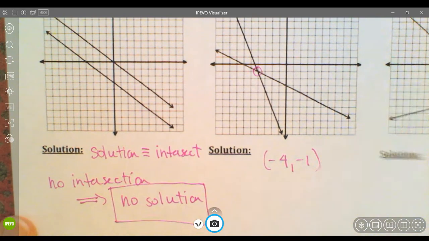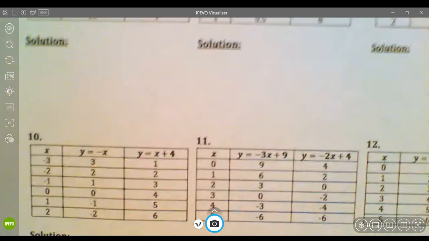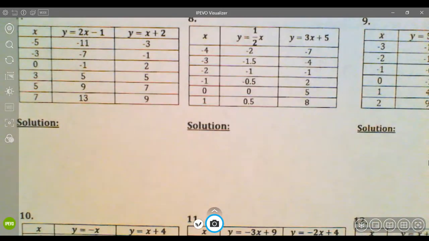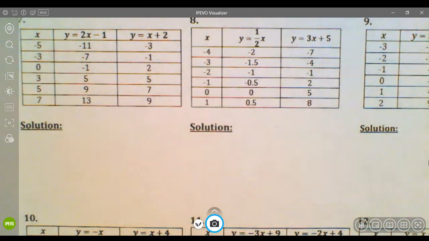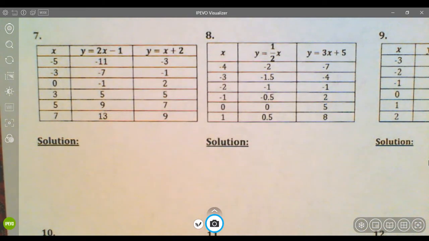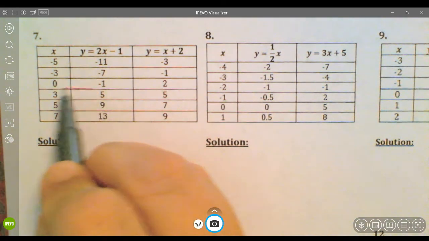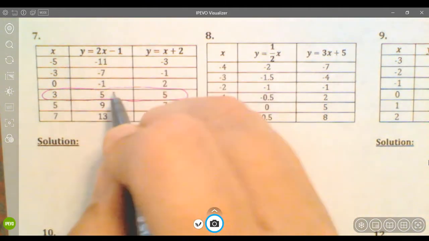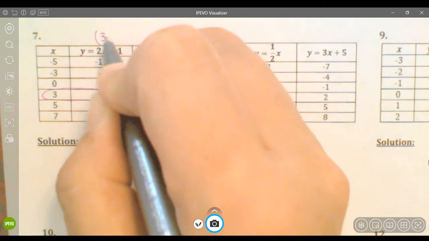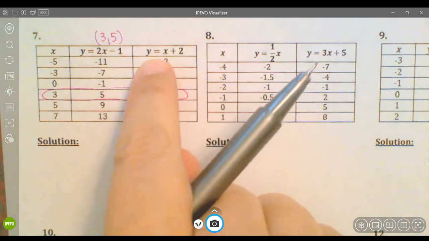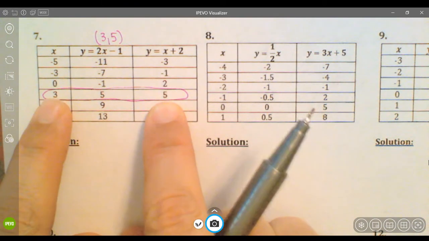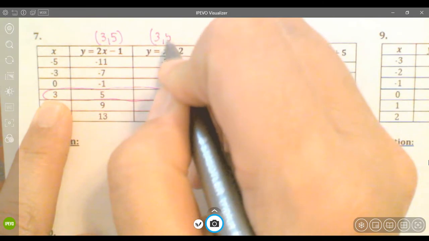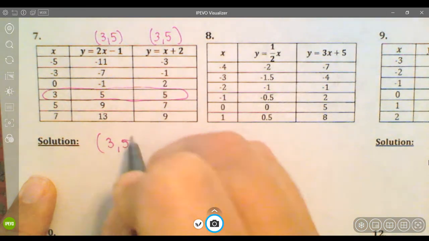Okay, now let's look at a few tables. I can only fit 2 at a time. That's okay. So when I look here, what would be my solution? Where do I have the same x coordinate and the same y coordinate? It looks like it's going to happen here. Because for this equation, I've got the ordered pair 3, 5. And then for this equation, I've got the ordered pair 3, 5. So my solution is 3, 5.